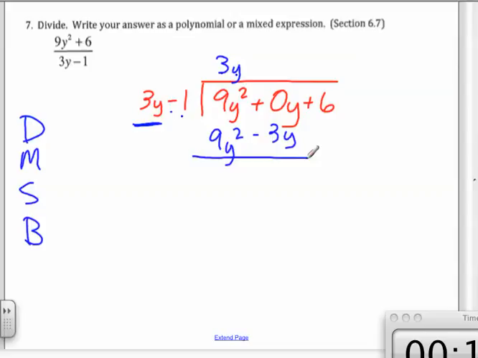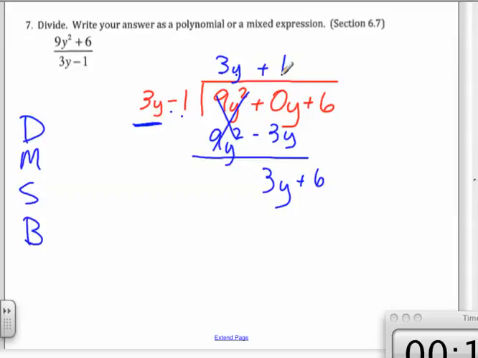Now I've multiplied. Now I need to subtract. Well, remember, the reason we multiplied by 3y was so that that would cancel out. 0 minus negative 3y means positive 3y, because I'm subtracting negative 3y. Okay? And then I need to bring down my 6. Okay. Now I'm dividing again on the next step. 3y times what will give me 3y? 3y times 1 will give me 3y.